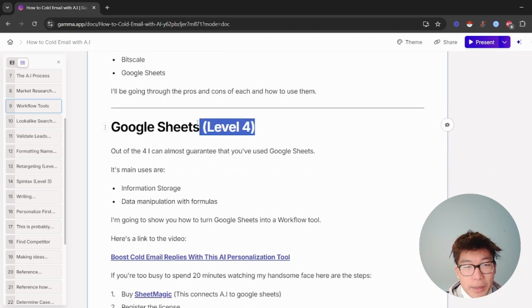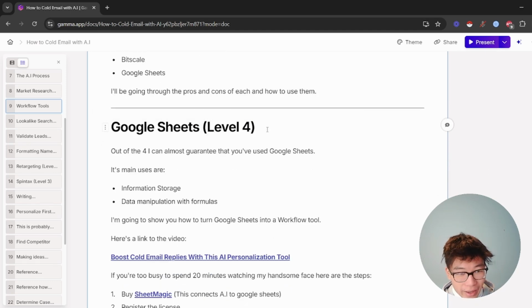Google Sheets is about a level 4, so just use a laptop, it should be okay. Out of the 4, I can almost guarantee you've used Google Sheets.